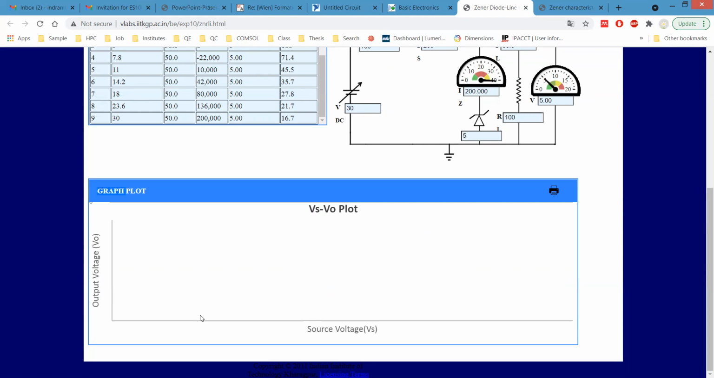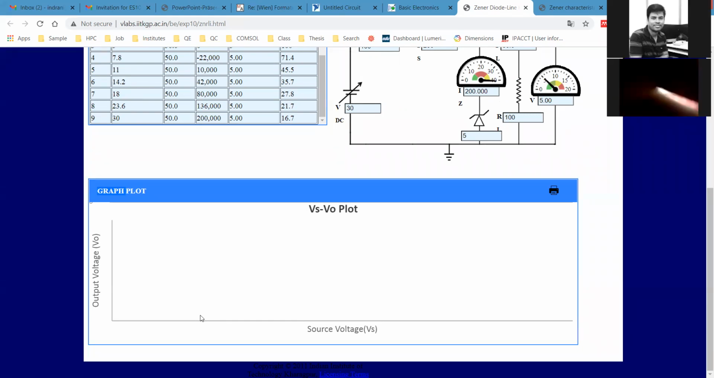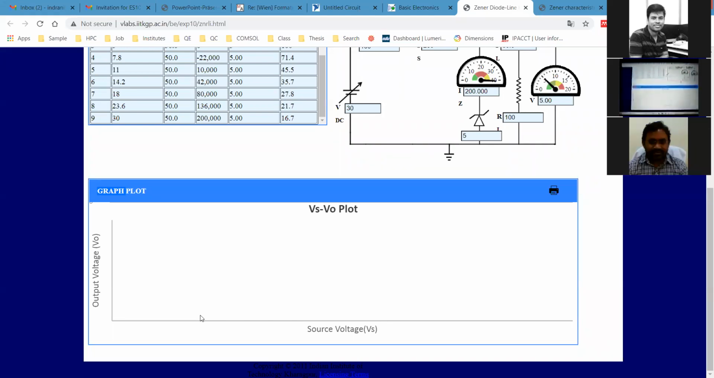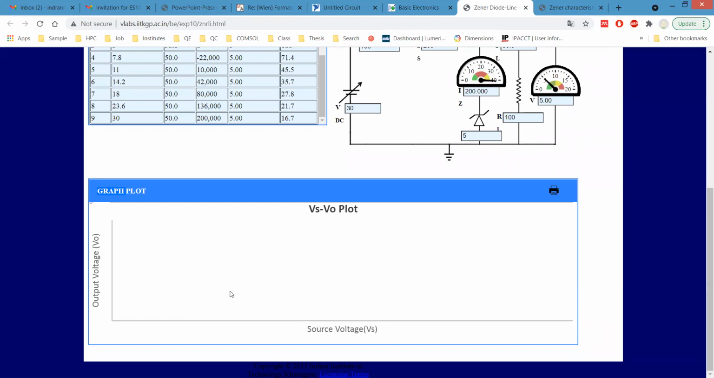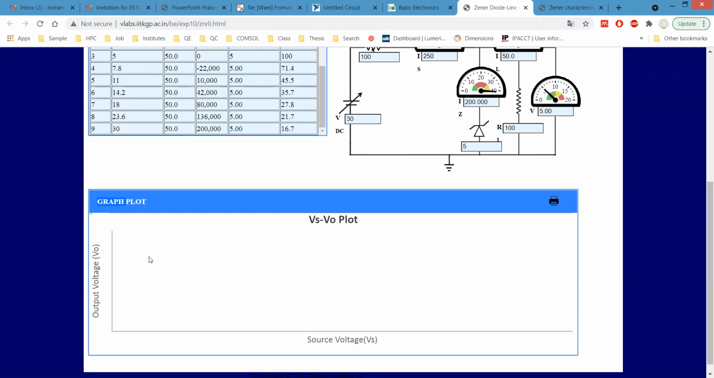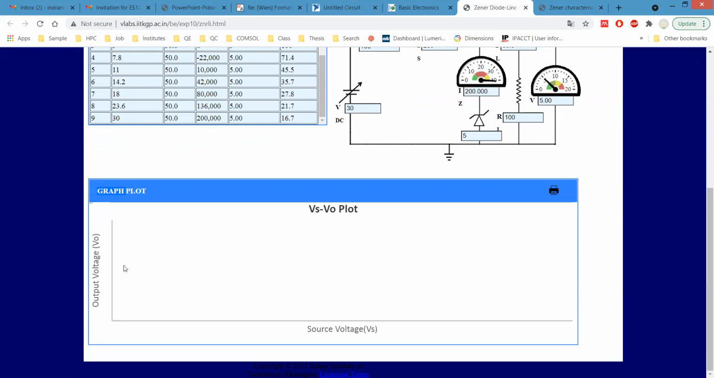Sir, it is showing. Yes, sir. Is the graph visible to you people? Yes, sir. No, sir. Okay, good. Actually, he is saying your screen is visible, maybe the graph is not showing. Okay. I don't know why.